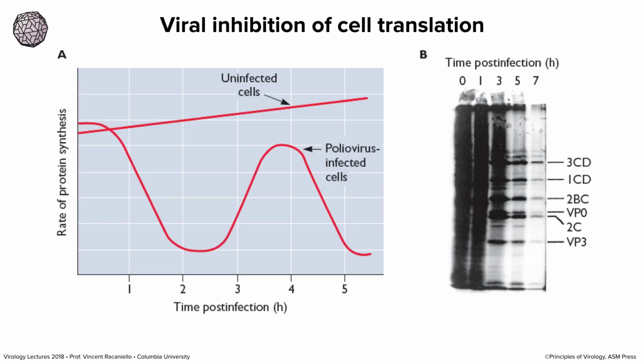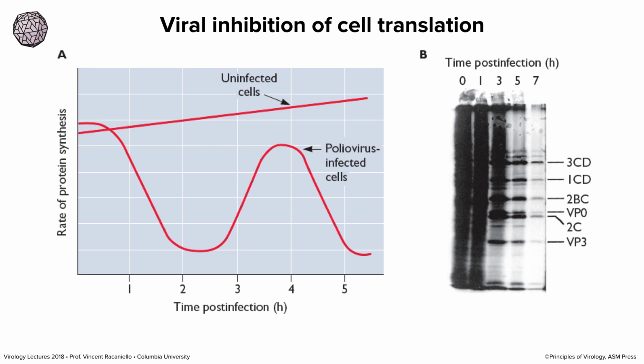Now here is an example of viral inhibition of protein synthesis. So on the left is a graph with rate of protein synthesis on the y-axis and time post-infection on the x-axis. These are cultured cells that have been infected with poliovirus. And you can see by 2 hours post-infection, the rate of protein synthesis has gone down substantially, whereas in uninfected cells, it would remain the same. And then starting at about 3 hours, the rate goes back up. And of course, that's the viral mRNA being translated.